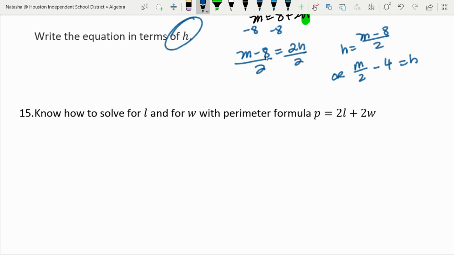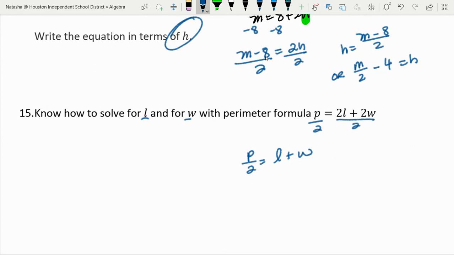Last question. It says know how to solve for L and W, length and width, for perimeter. Okay, so I have perimeter is equal to 2L plus 2W. So I'm going to go ahead and divide out the 2. So if I divide out that 2, this is going to become P over 2 is equal to L plus W. Now, right there, you should be able to get to this step at least.